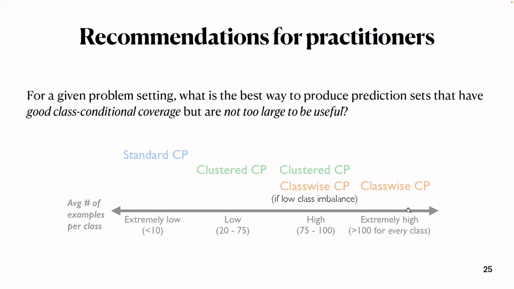But in many real world settings, we're actually going to end up in these intermediate regimes where we have a low amount of data per class, say 20 to 75 data points. So clustered will do better than both standard and class-wise in this setting. And also in high data regimes where you have high class imbalance, clustered will do better. If you have low class imbalance, then you can run class-wise conformal in these settings also.